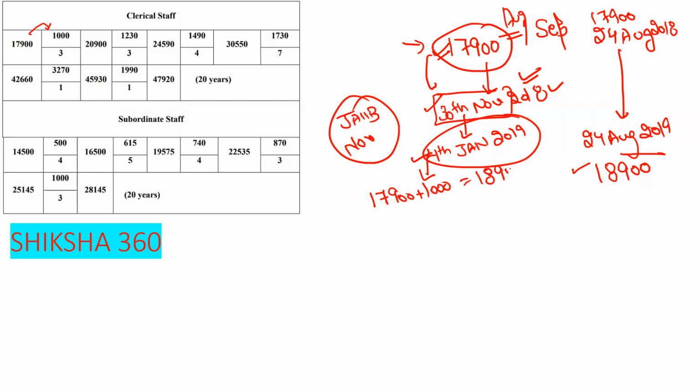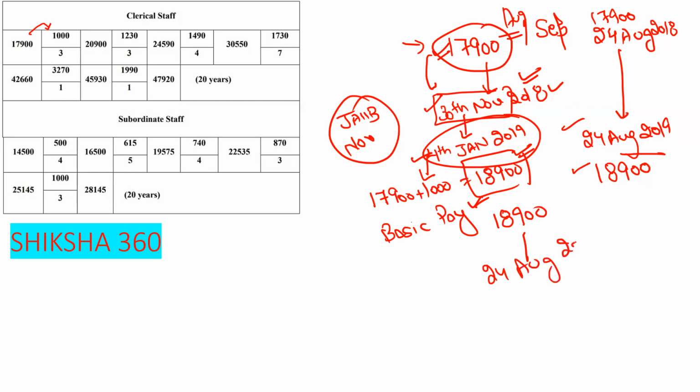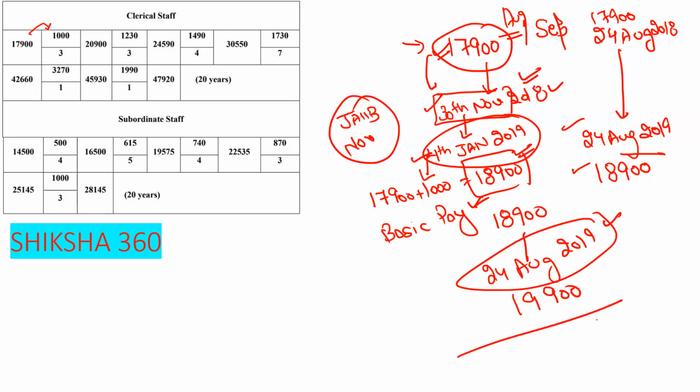18,900. So your basic pay will increase now to 18,900. And again on 24th August 2019, you will get one annual increment, so your pay comes out to be 19,900.